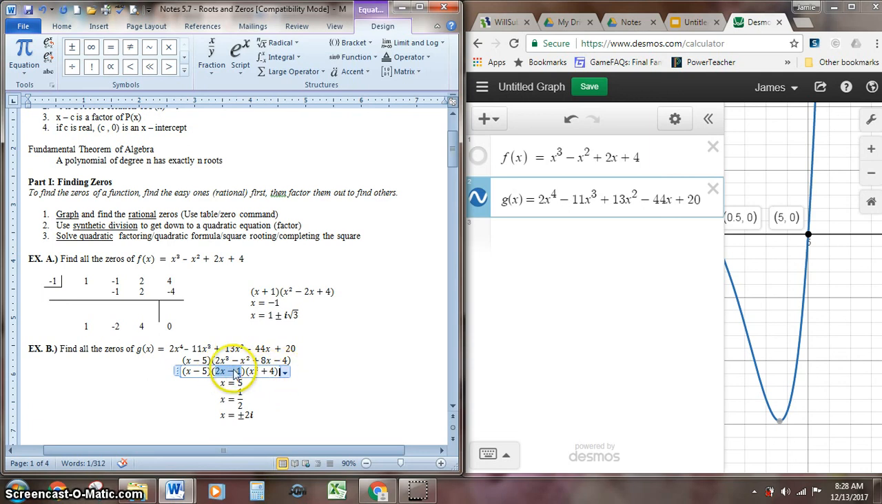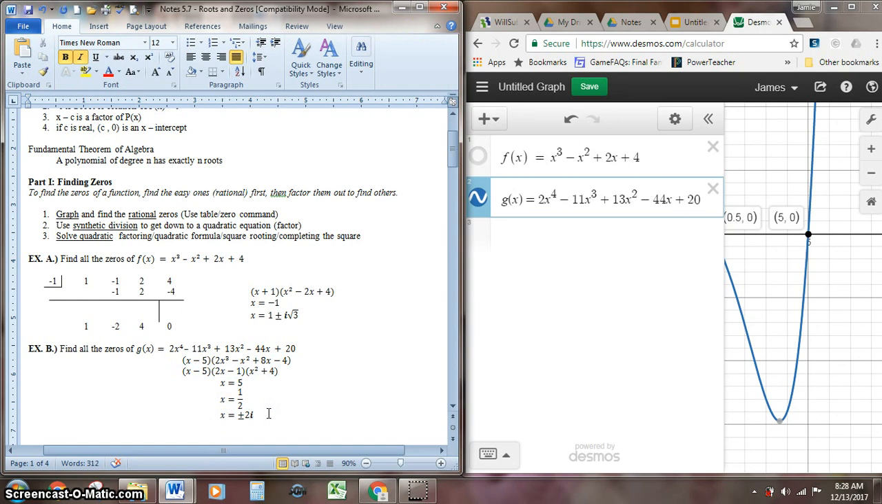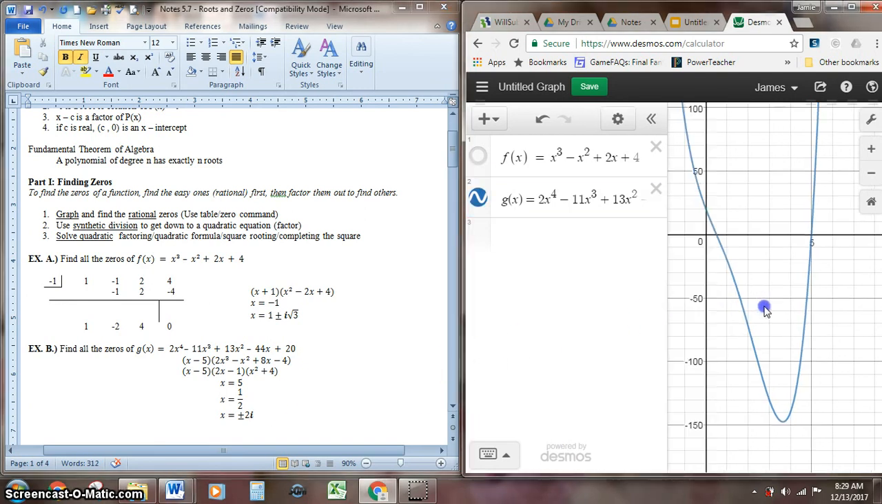Once I've got these three factors, x equals 5 I already know from the graph, x equals 1/2 I know from the graph, and then this last factor, the x squared plus 4, that's the quadratic I'm looking for, and that gives me x is plus or minus 2i. Okay, so again, I know that I'm throwing a lot at you, but really what's new here is that we're looking at the graph.